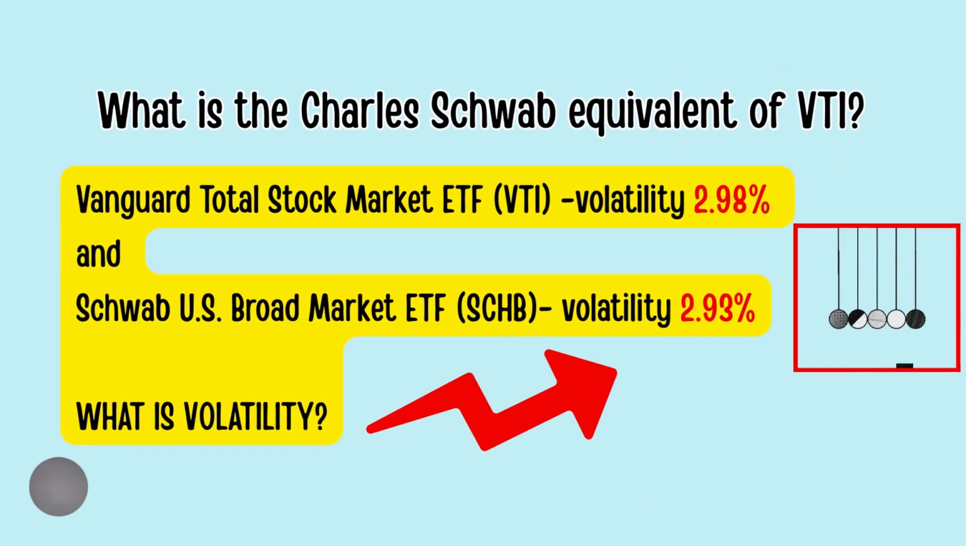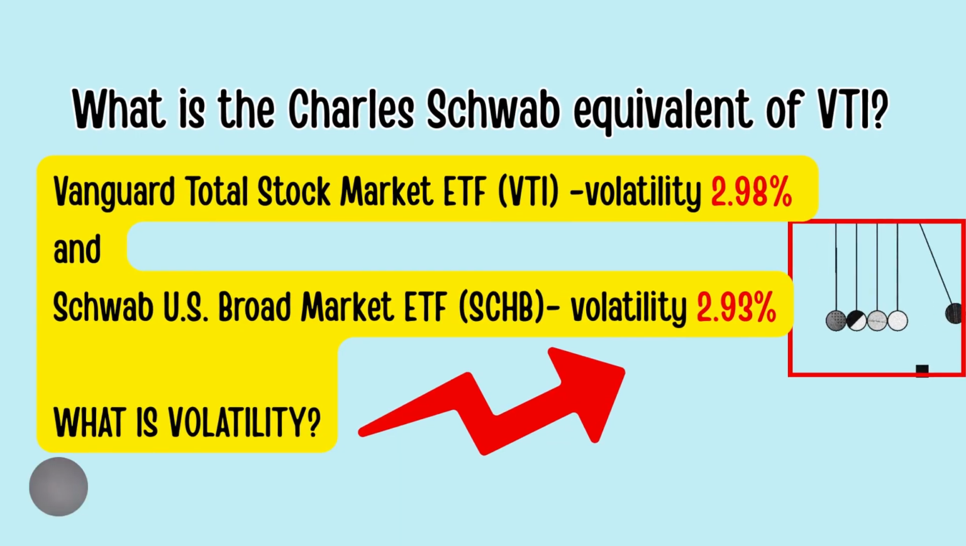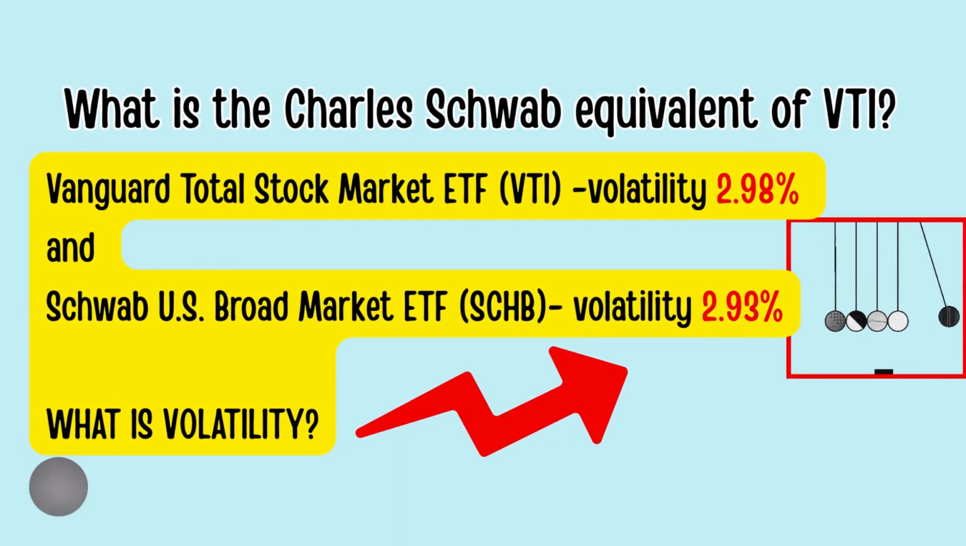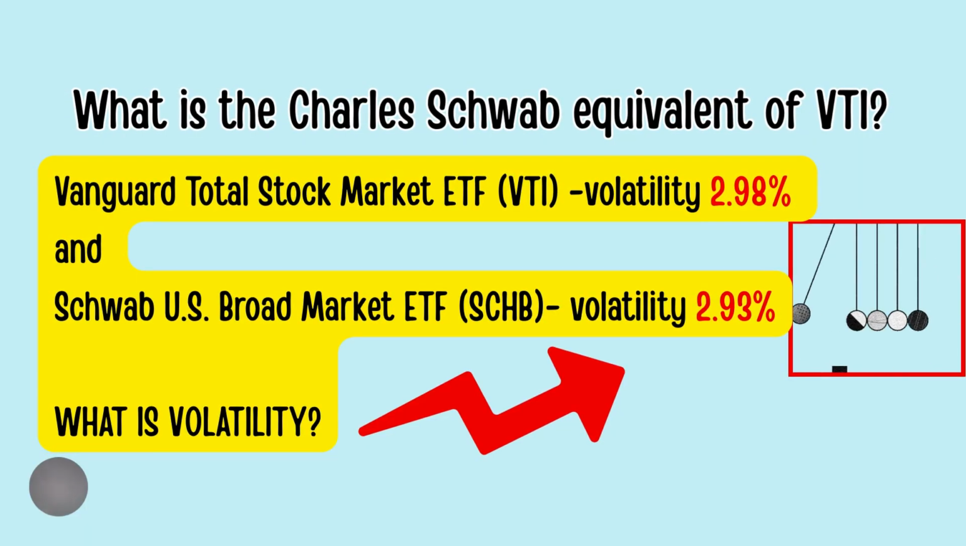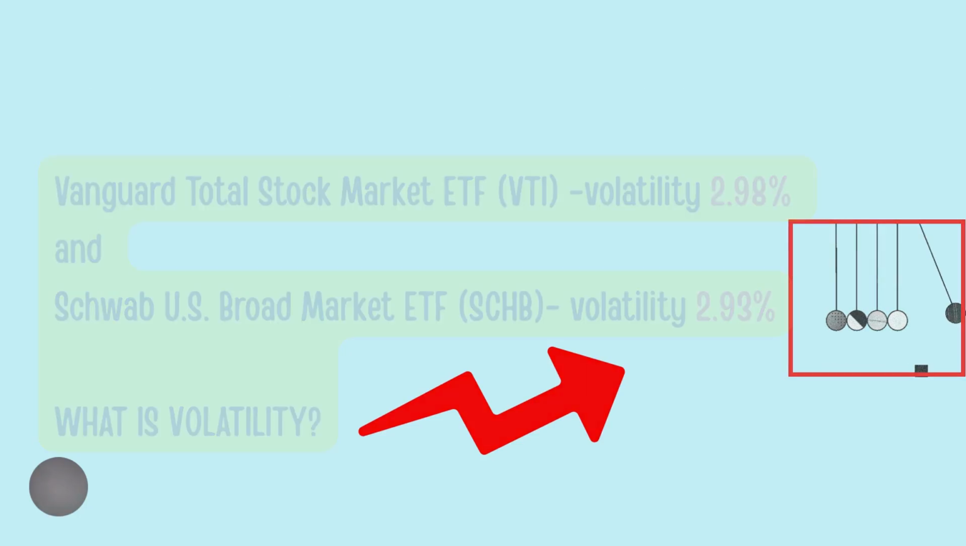Are there alternatives to VTI? So there are other alternatives to VTI. VTI is not the only product. So what is the Charles Schwab equivalent of VTI? We have the Schwab US Broad Market ETF, SCHB. So both VTI and SCHB have volatilities of 2.98% and 2.93% respectively, okay?